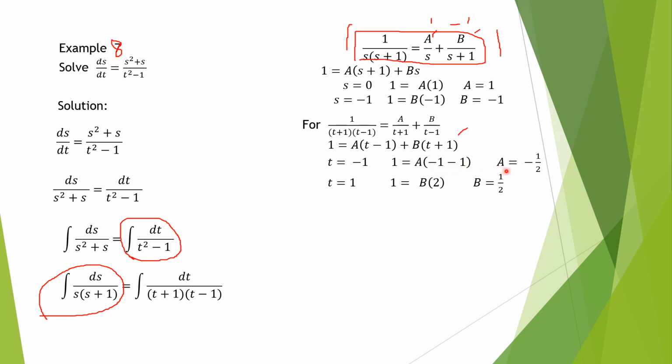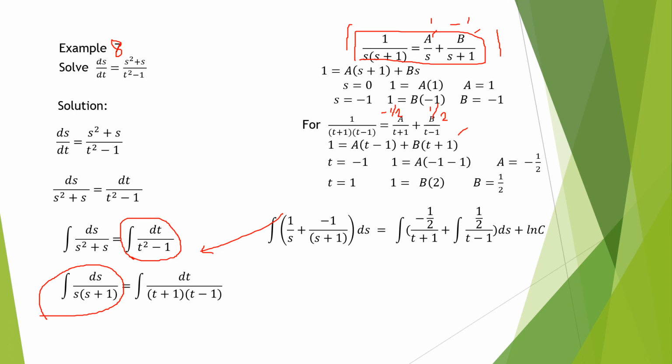And therefore, the value of A is negative 1 half. And to eliminate A, plug in t equals 1 to make that term 0. So when t is 1, 1 equals B times 1 plus 1, which is 2, and then B is 1 half. So that means A is negative 1 half and B is 1half. We are now prepared to plug it into this equation.